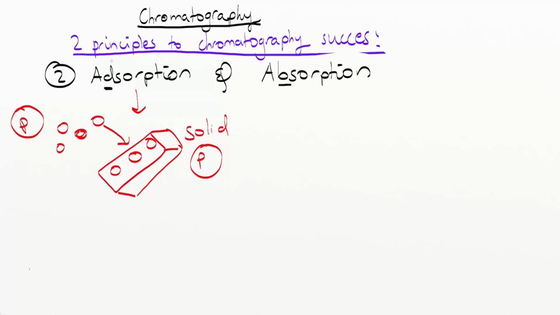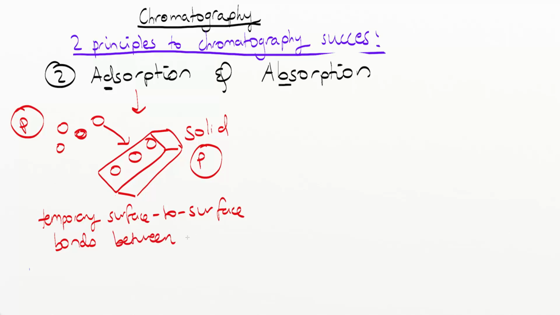When we have something sticking onto the surface of a solid, most likely a solid or a very thick liquid, we call this adsorption. So adsorption is when there's the formation of temporary surface-to-surface bonds between chemicals. That's adsorption, when we form surface-to-surface bonds temporarily. Because a moment later, these bonds break and the particles come off.